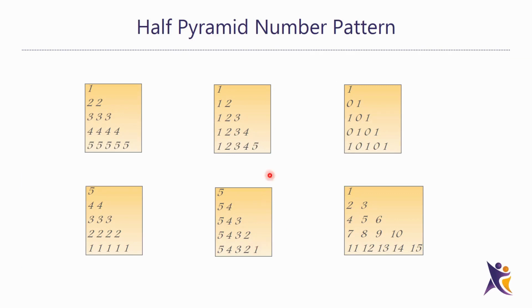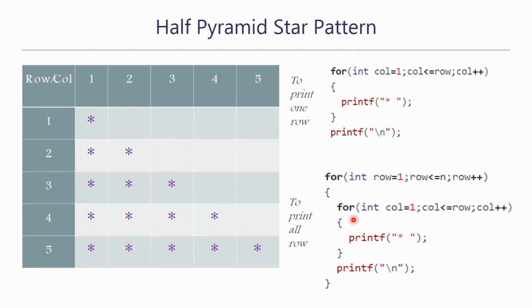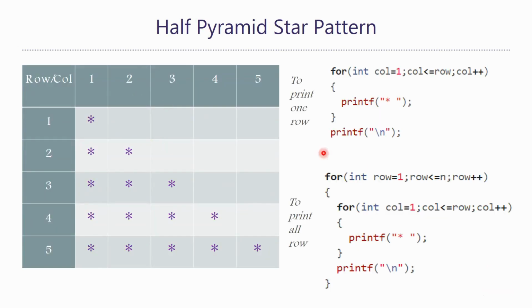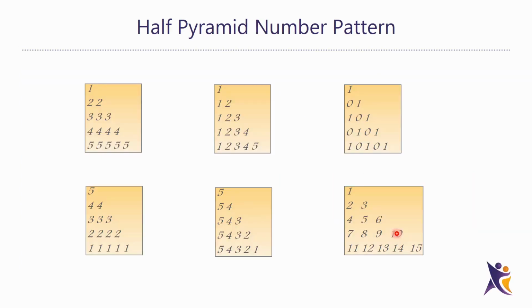Let's see how to print pyramid number patterns. This is the same thing we have seen in the square or rectangular pattern, right? Here nothing will change. If you want to print the star, you print the star. If you want to print the numbers, the logic won't change, the outer loop and inner loop won't change. The only thing that changes is your printf statement.